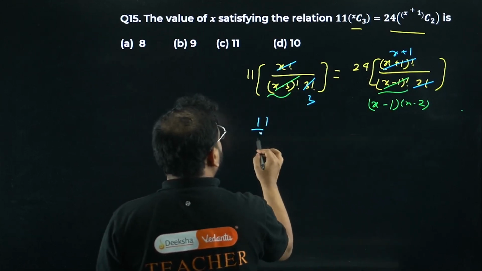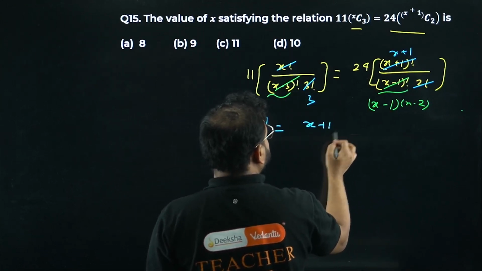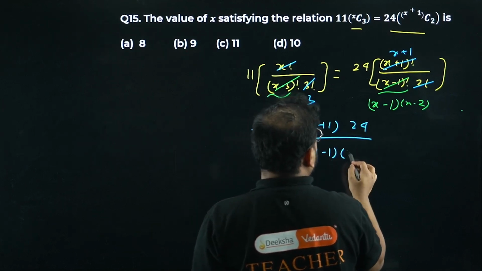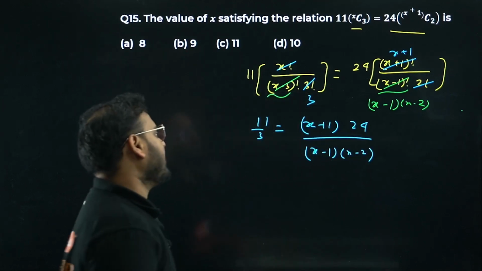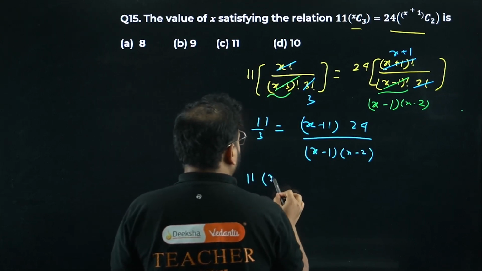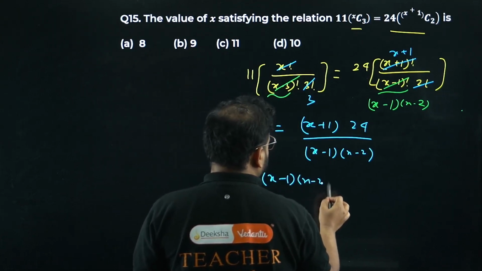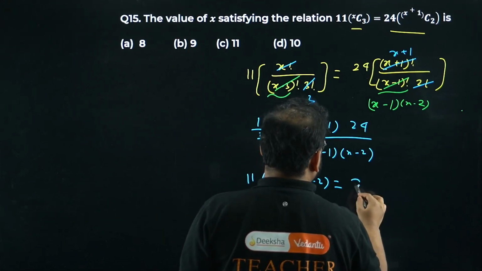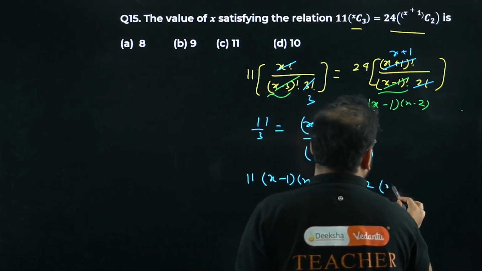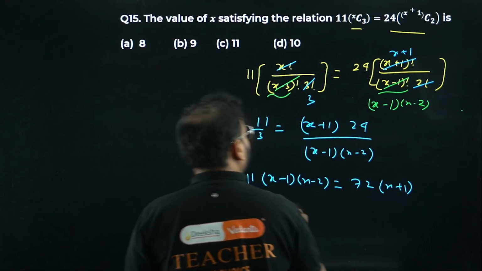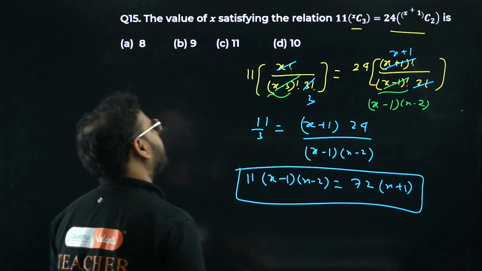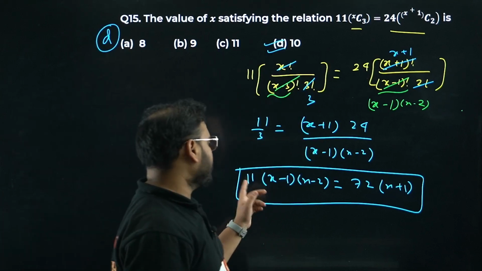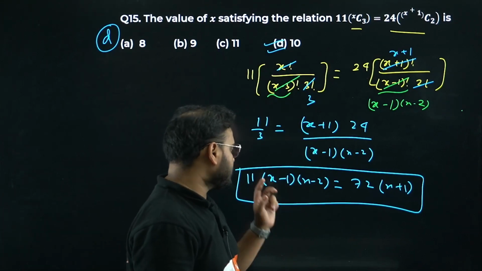I'm getting 11 by 3 equals 24, of course, is there. And we have x minus 1 into x minus 2, x minus 1 into x minus 2. Cross multiply, you get 11 times x minus 1, x minus 2, and you have 72 times x plus 1. Solve this quadratic, you're going to get a quadratic over here. Solve this, you're going to get x value as 10. Answer will be D. Please check. You'll get a quadratic over here, 11x square minus, plus 2 is there, so plus 22 you're going to get.